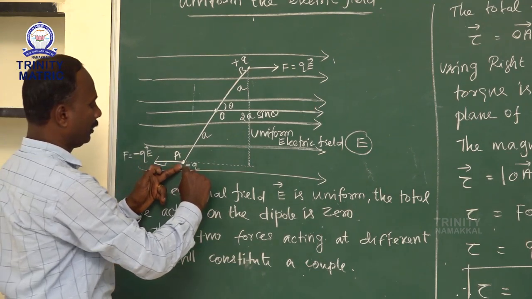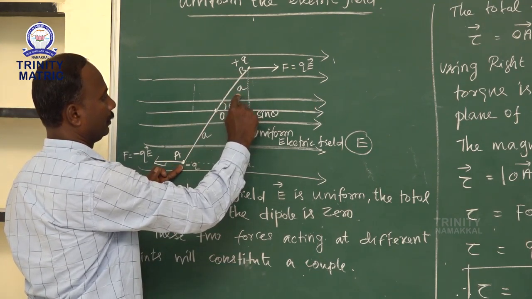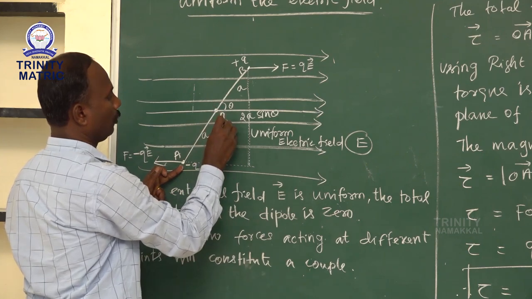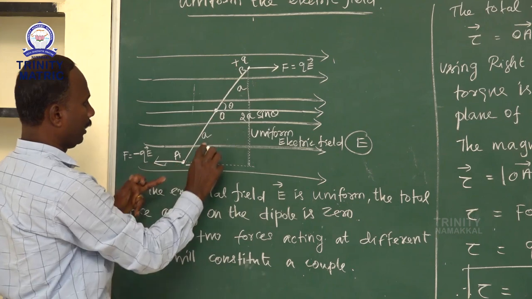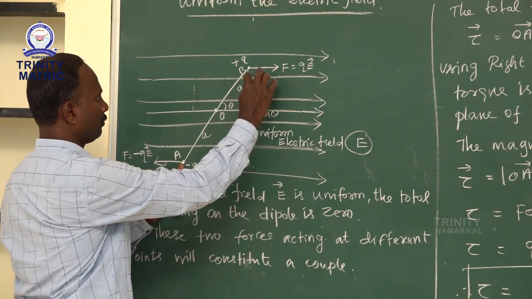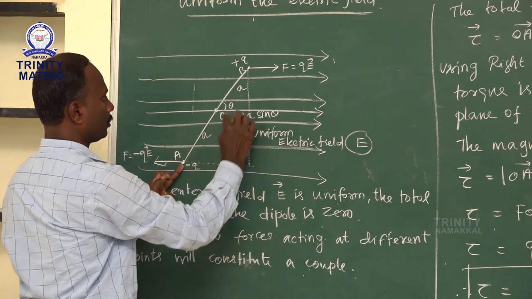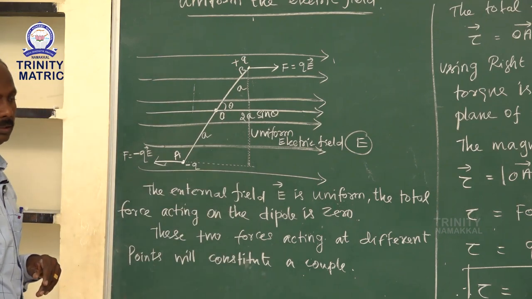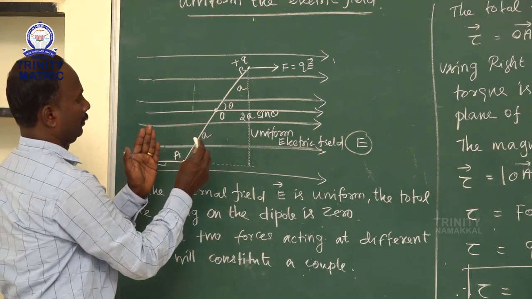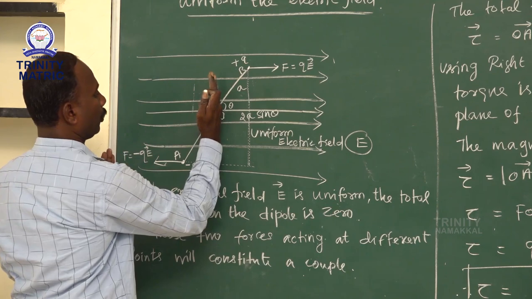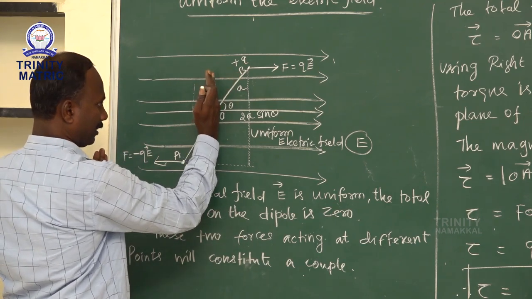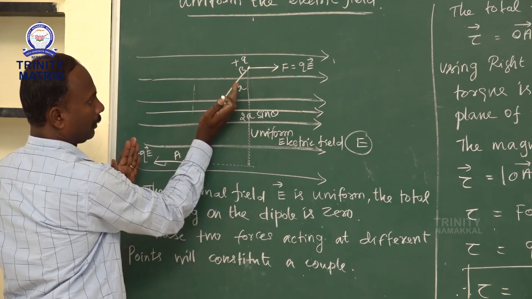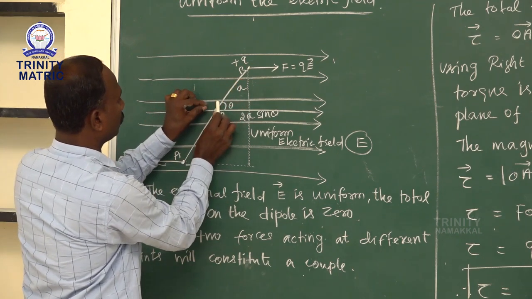The distance between the dipole is 2A. Let us consider the origin O, with OB and OA equal to A. So the distance between the minus Q and plus Q is 2A. The dipole kept inside the electric field will rotate, having some deflection of theta.